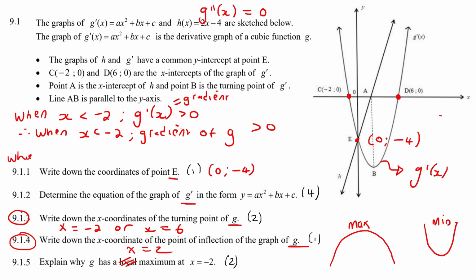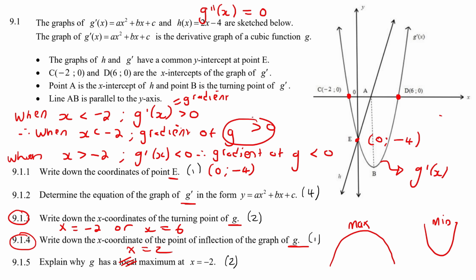Then, when x is bigger than -2, so when x is here, then we can see this graph becomes negative. Then we can say that g prime of x becomes negative. Therefore, we can say the gradient of the original graph becomes negative. So when you are at this point -2, we are going from a positive gradient, which looks like this, to a negative gradient, which looks like that.